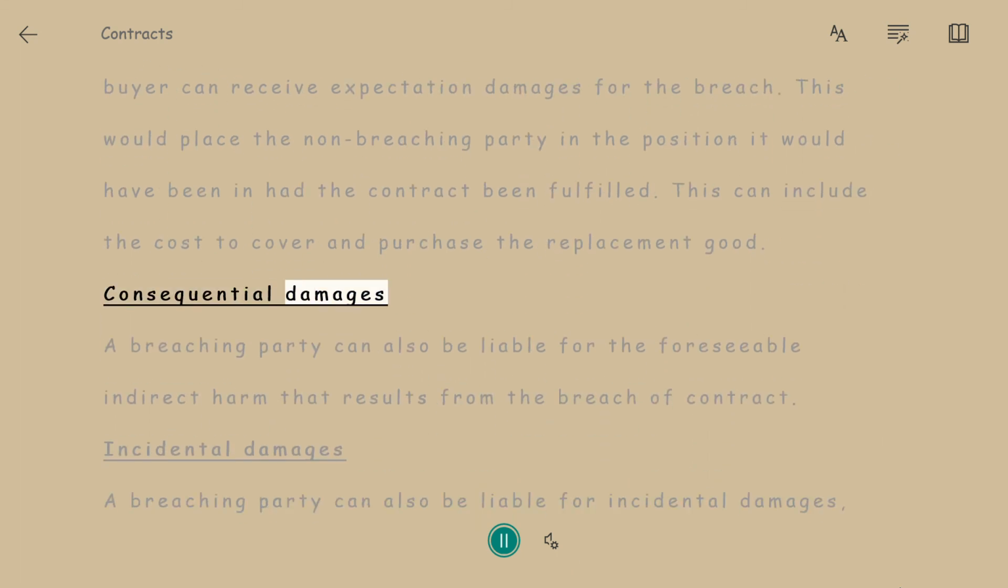Consequential damages. A breaching party can also be liable for the foreseeable indirect harm that results from the breach of contract.